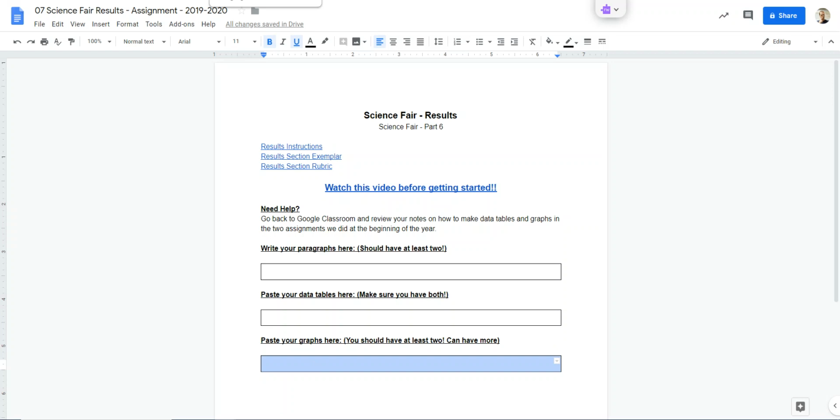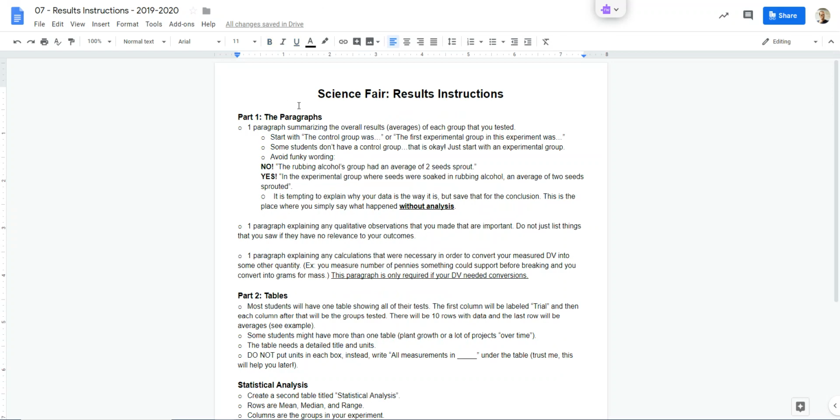I'm going to go over to the instructions. As I'm going through these instructions, you should have a blue copy of the instructions in front of you, highlighting the things that stick out to you as the most important, making maybe little notes of things that you don't want to forget as we go along together. I'm going to talk about the first part, paragraphs.